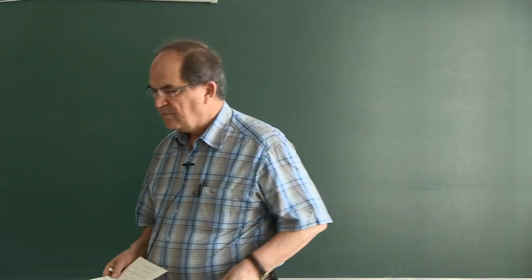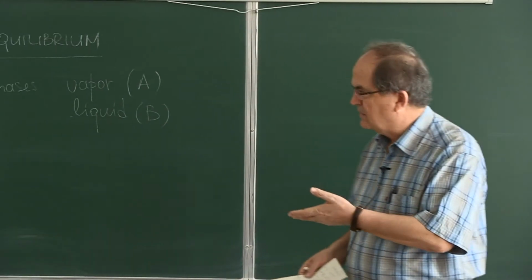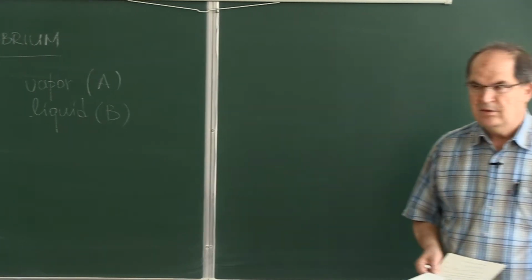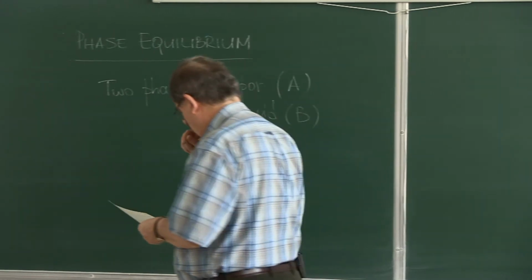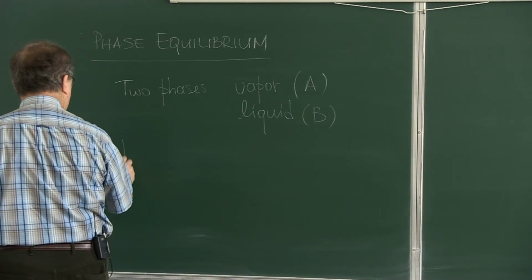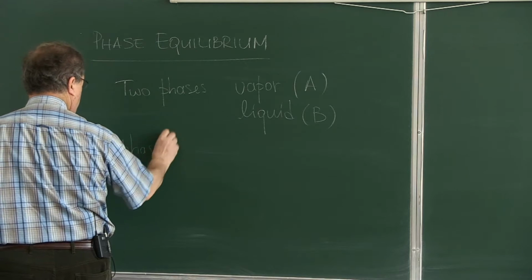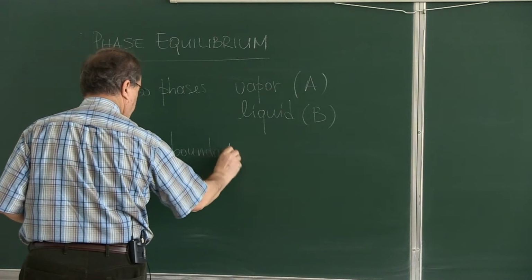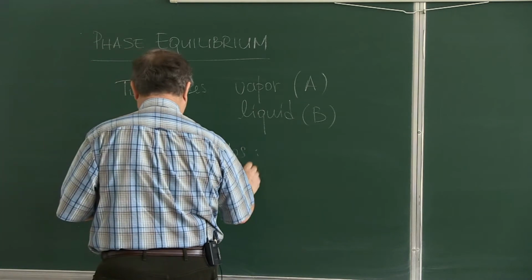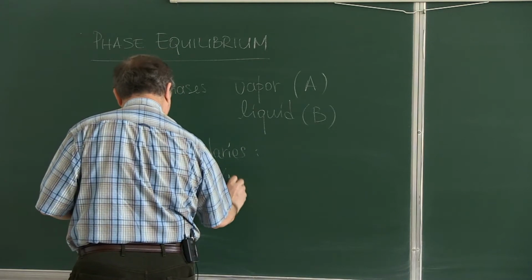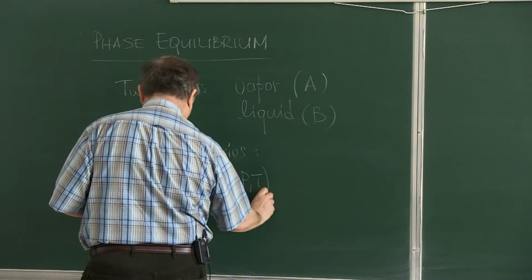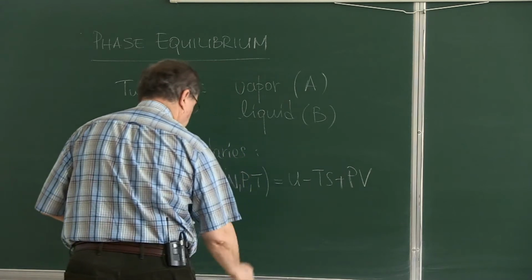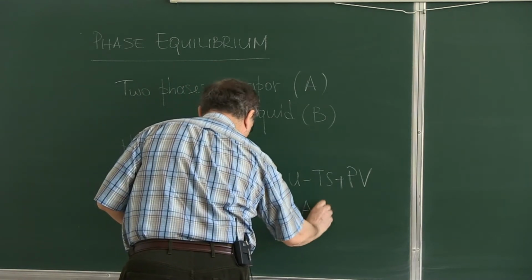Okay? And for a specific example, I took vapor and liquid coexisting together. Now, the phase boundaries are determined by the Gibbs free energy, and the Gibbs free energy by definition is U minus TS plus PV, or Helmholtz free energy plus PV.